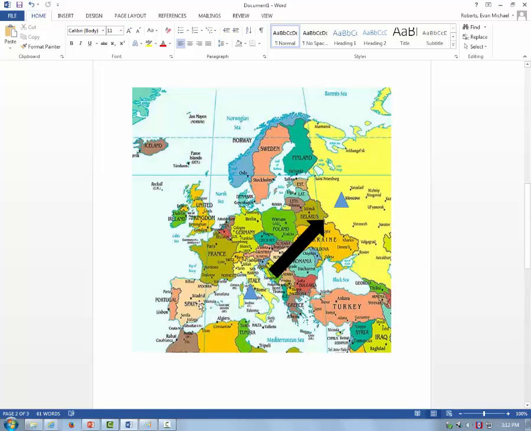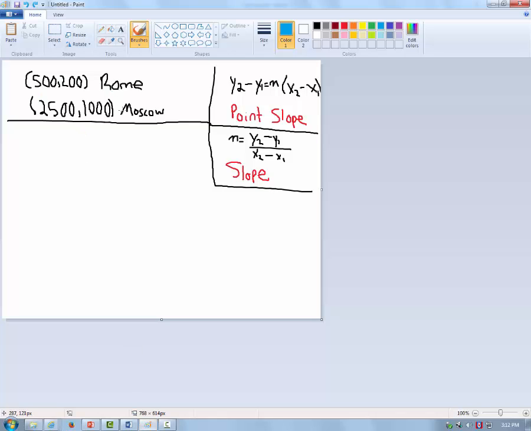What we do know is that the point 0, 0 is Lisbon, Portugal. So you can visualize an x-axis and a y-axis. That will put Italy at 500, 200, and Moscow at 2500, 1000. And that'll be written right over here.